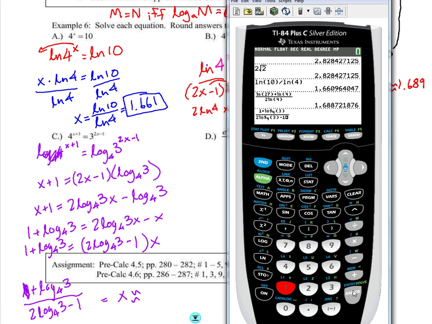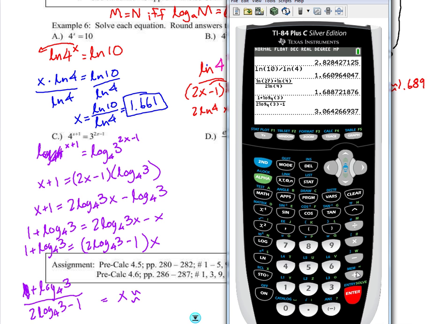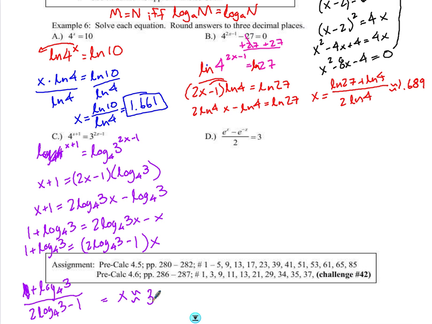Whew, a lot of steps. Last problem though, and more practice to come obviously. But let's look at this function here with e to the x's. Remember, e is an irrational number that we can use. And we have e to the x minus e to the negative x, all divided by 2 is equal to 3. So again, I want to isolate my exponent. So the first thing I might do is multiply both sides by 2.